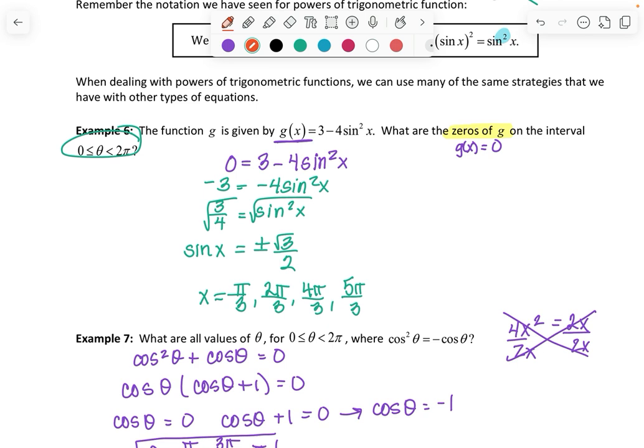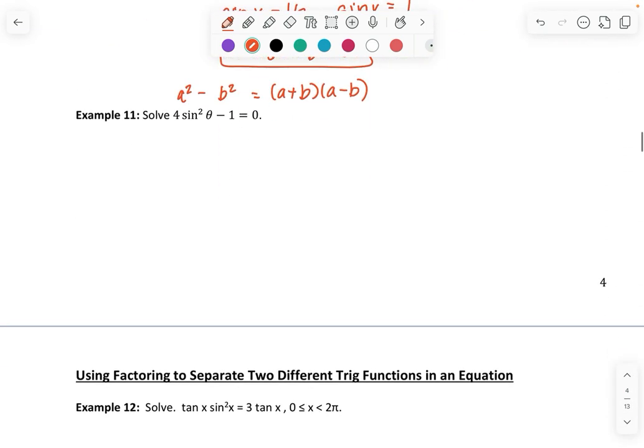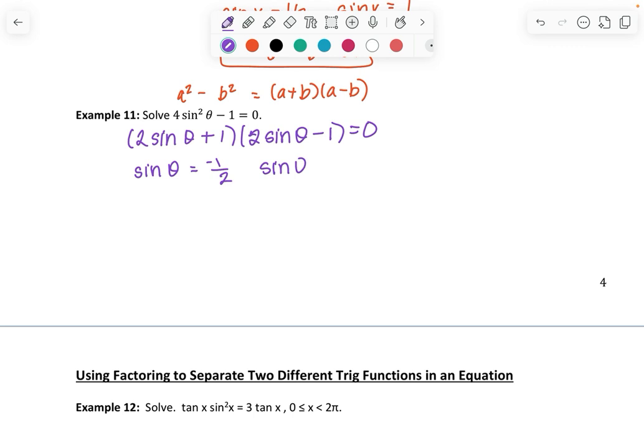Okay, and so you can use square roots to solve, but don't forget that whenever you do that, you need this plus or minus, which is why I think it is nice to go ahead and recognize that this is a difference of squares, because it will ensure that you get both of those solutions when you factor. So if I set each of these equal to 0, I'm going to get the sine of theta equals negative 1/2 and the sine of theta equals positive 1/2.